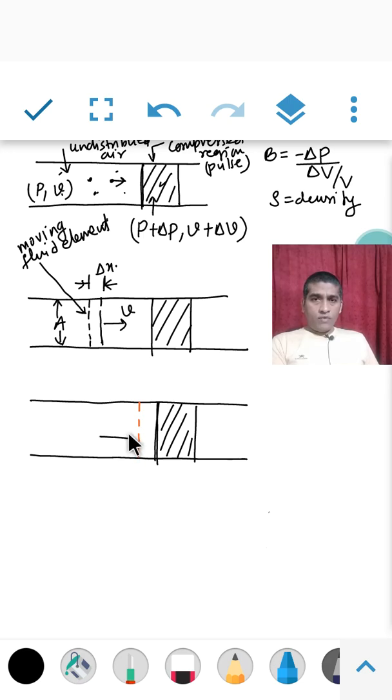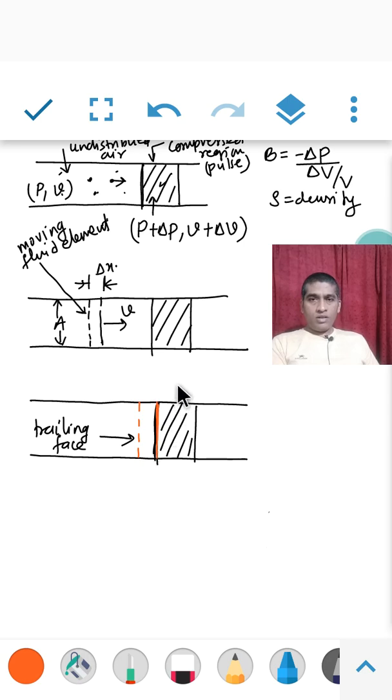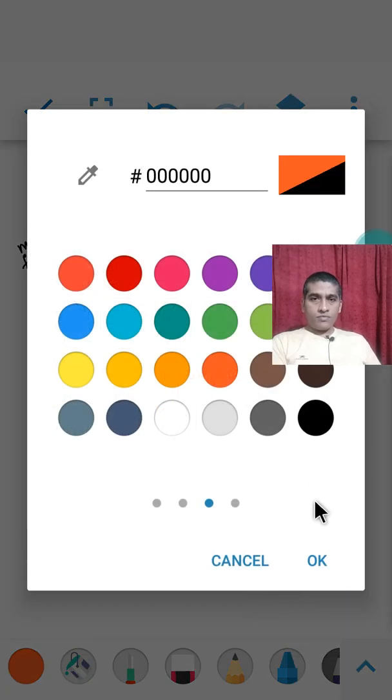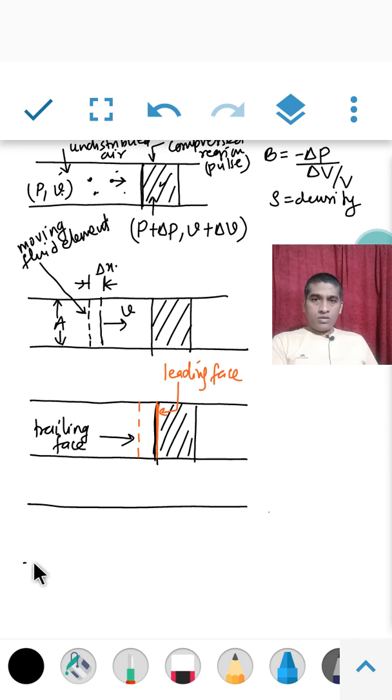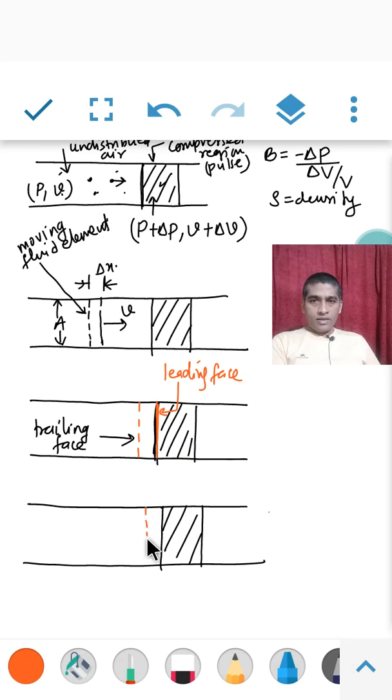Now this side of the element is called the trailing phase, and this side of the element, or moving fluid, is called the leading phase. The leading phase is in contact with the pulse, whereas the trailing phase is away from the pulse. Now slowly the element enters inside the pulse.